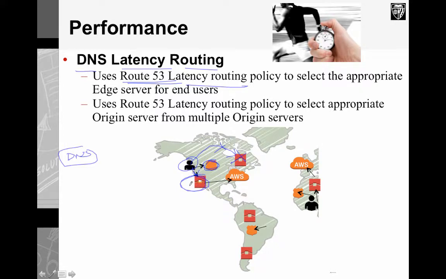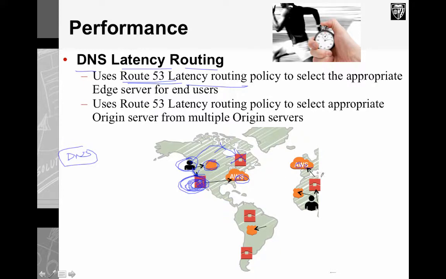Now, it so happens that this DNS Route 53 is also used for optimizing which origin server to go to. For example, if a client ends up going to this edge server and it has to get the content, especially if the content was not in its cache. Now you'll notice that there are two origin servers. I have one origin server over here. I'm going to call it O1. I have the second origin server over here. I'm going to call it O2.